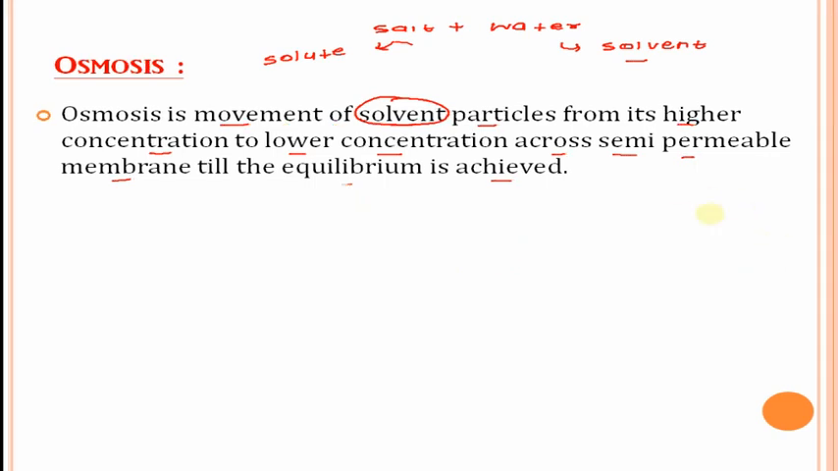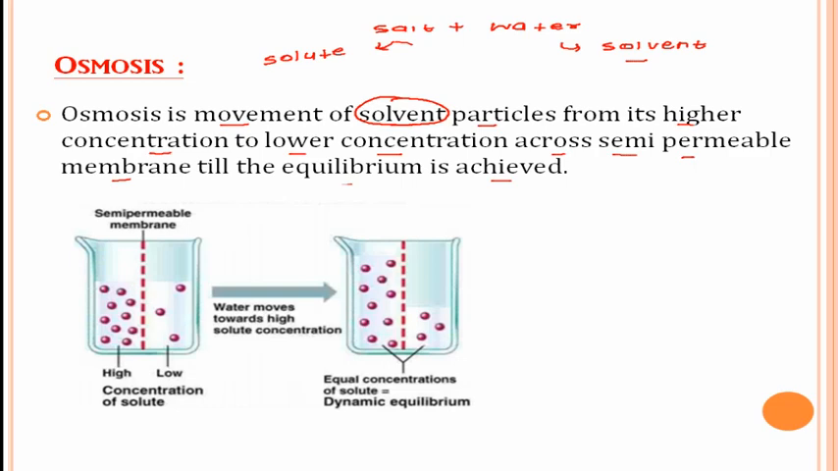Now, let's try to understand this with a figure. This is a semi-permeable membrane. That means this membrane allows only the entry of some particular compounds and not all the compounds. Here is the high concentration of solute. If I take salt as the example, the salt concentration is higher on this side and lower on this side. So due to the phenomenon of osmosis, what will happen? We said that the solvent particles will move from their higher concentration to their lower concentration.